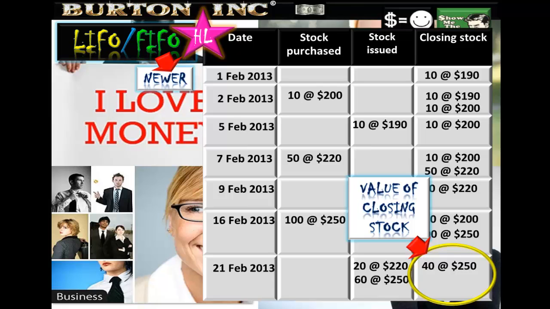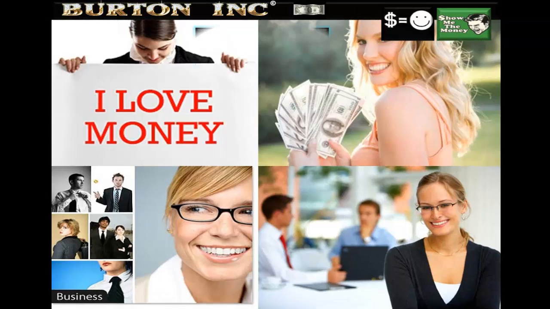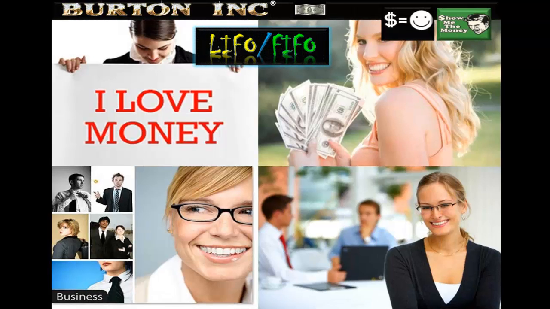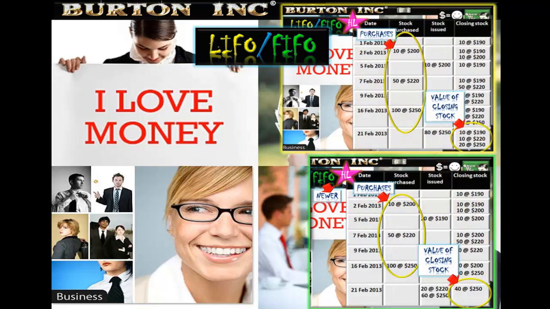So we've been through the LIFO example. We've been through the FIFO example. The question asked to show what was the impact on our profit and loss account, trading account, sorry. We've got our LIFO up the top, we've got our FIFO down the bottom. Purchases are the same, it's just the value of closing stock which is going to be different.